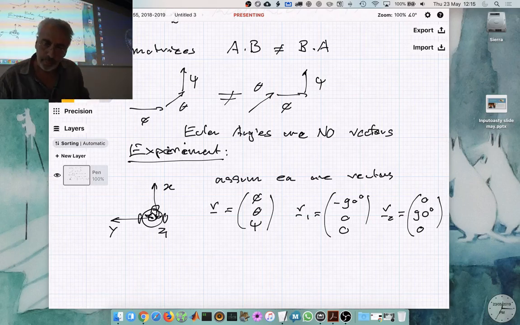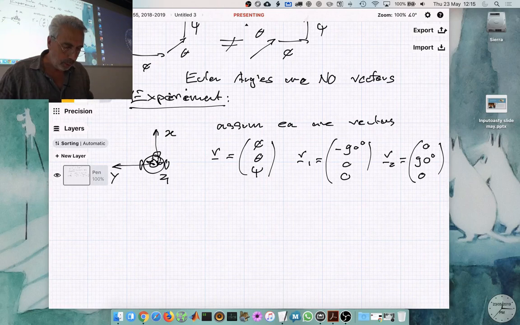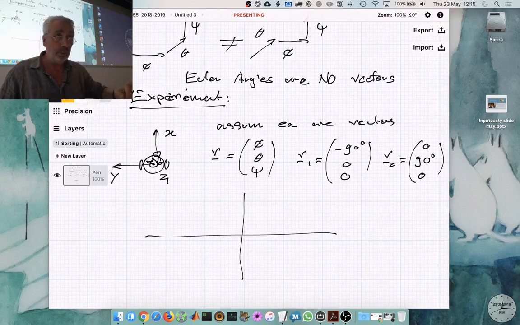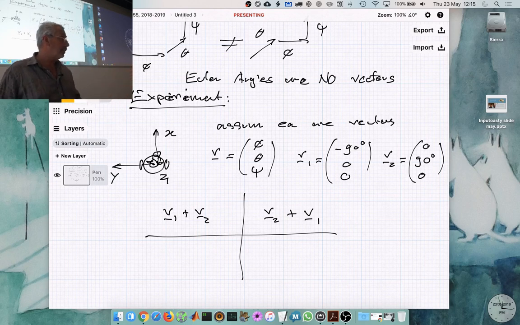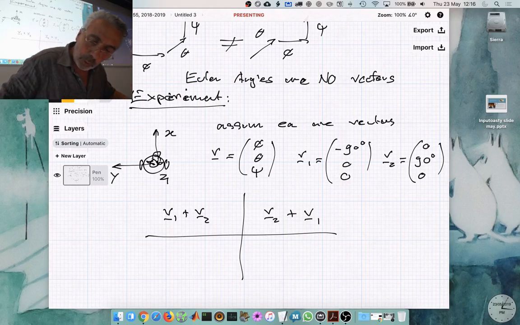Okay. And then I'm going to divide the audience into two groups, and that's super simple. That is group 1 and that is group 2. Group 1 is going to do V1 plus V2, and group 2 is going to do V2 plus V1. And let's see, if they are vectors, then we should be in the same configuration, right? And if they're not, then okay.